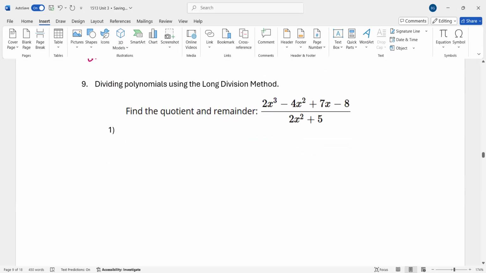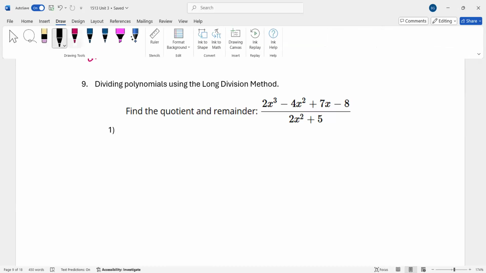Okay, I'm gonna explain the process of long division by using this problem. Firstly, we need to identify what's the dividend, what's the divisor. This is a quotient, right? Two polynomials involved. The polynomial in the numerator is the dividend. The polynomial in the denominator is the divisor.